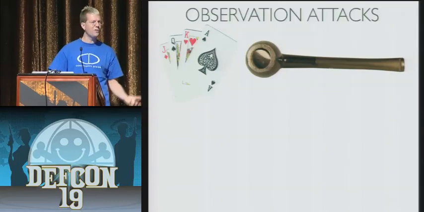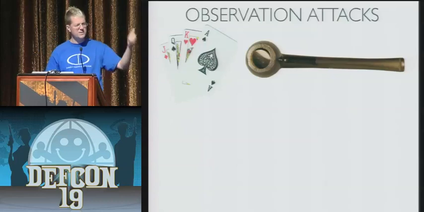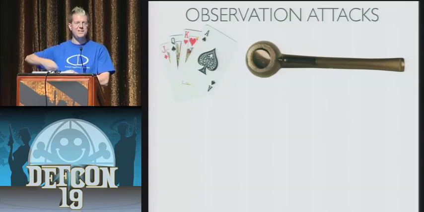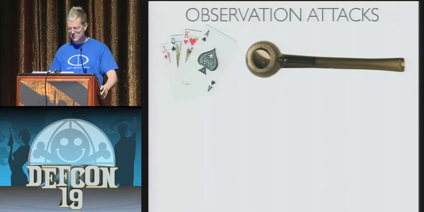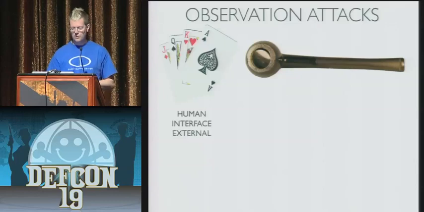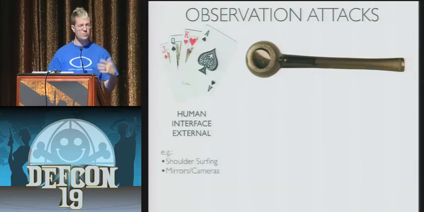So cheating at poker, for example, this item that's on the screen is a fake pipe with a mirror in it for a card dealer to cheat at poker so they can see the cards that they pass across it. So a classic observation attack for a crooked individual in the system. And these observation attacks are everywhere in computing. So they're in the human interface, external, for example, shoulder surfing or mirrors and cameras.